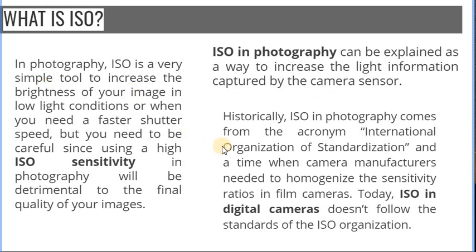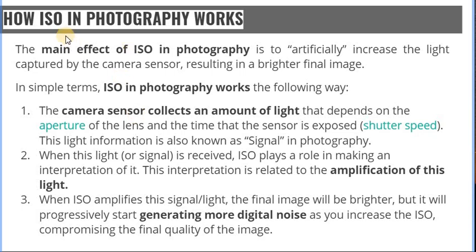Okay. Naiintindihan po ba niyan? What is the meaning of ISO? We are talking about dito the light sensitivity of the camera. So, how does an ISO in photography work? So, the main effect of ISO in photography is to artificially increase the light captured by the camera sensor. Kumbaga sa film camera, ito yung film. Okay, or yung sa mga analog camera, ito yung film. Pero dahil digital na nga, ito na yung camera sensor, resulting in a brighter final image.